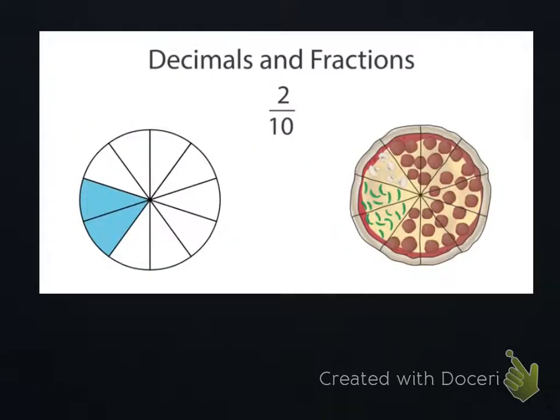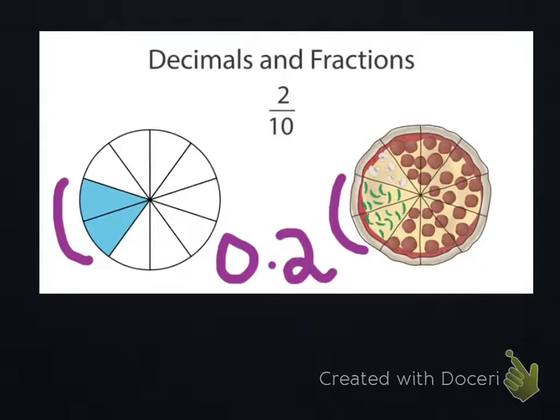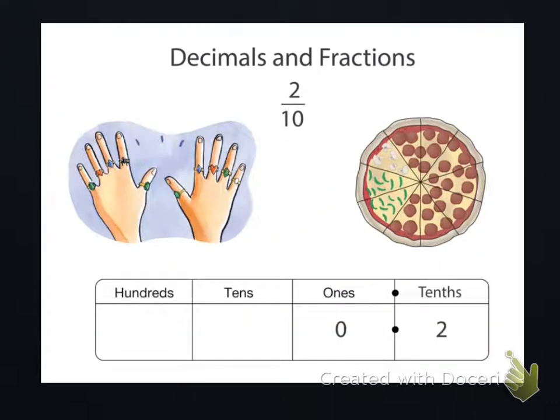Here is another picture representing the same fraction. On this side, we see 2/10 of the pizza has green pepper on it. And over here, the circle has 2/10 shaded in blue. Again, the decimal for the fraction 2/10 would be 0.2. And now you can see that we've placed 0.2 into the place value chart. Remember, that means we have no whole numbers, we have 0 ones, and we have 2/10.